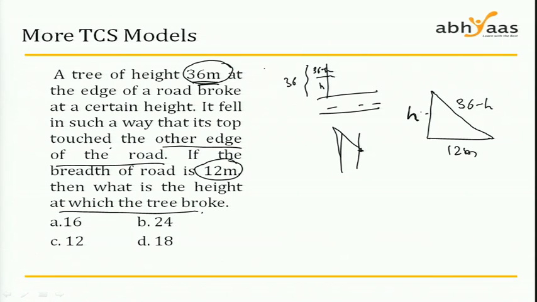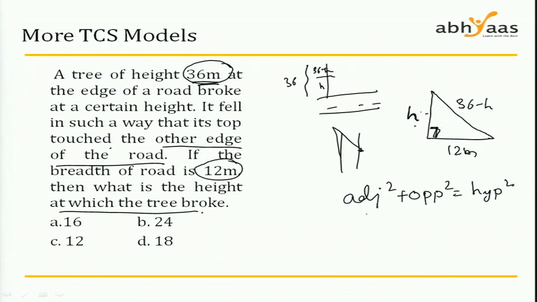So now, simple. What is happening here? It's a plain Pythagoras theorem. You have to apply your Pythagoras theorem. So what does your Pythagoras theorem say? Adjacent side square plus opposite side square is equal to hypotenuse square.